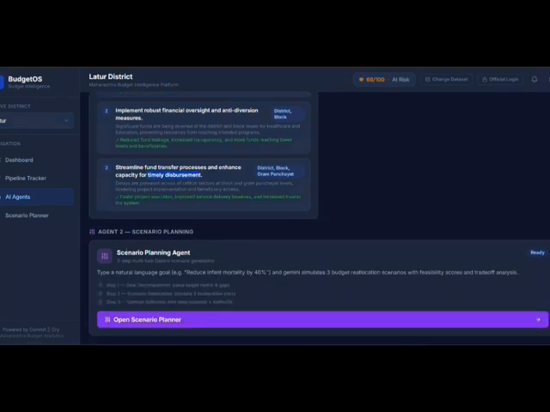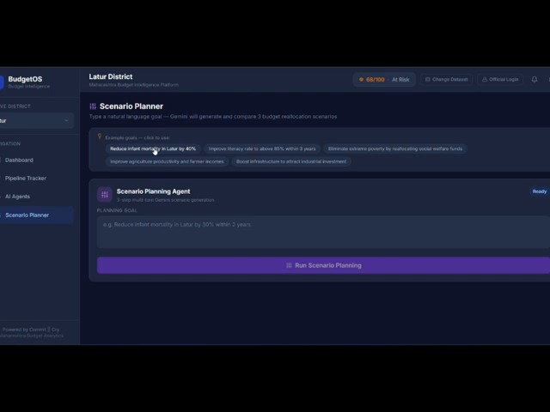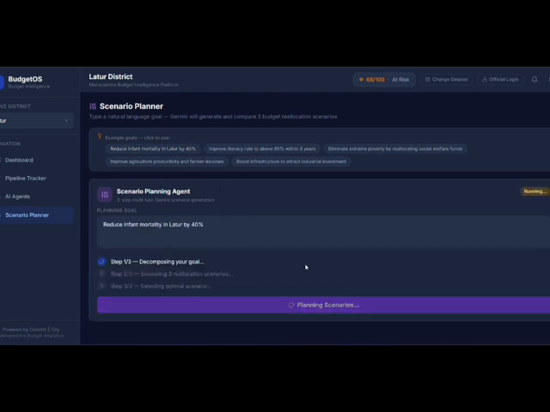Then comes our agent 2, the scenario planning agent. I'll type a real goal, for example, reduce infant mortality in Latur by 47%, and run the scenario planning. It first decomposes my goal, simulates three reallocation scenarios, and selects the optimal scenario from all three.